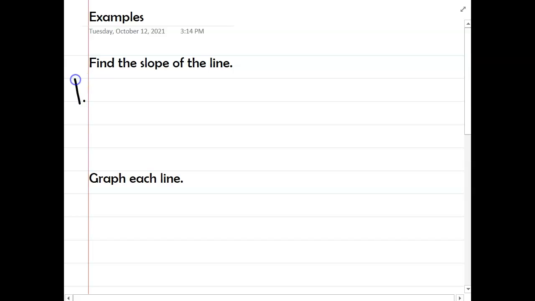Once again, I know I've already said it a couple times. I'm going to do change in y over change in x. If you're going to do y2 minus y1, x2 minus x1, that's fine. Just make sure you're getting the right answer. So number 1, let's find the slope of the line that passes through negative 1, comma 0, and 3, comma negative 2.